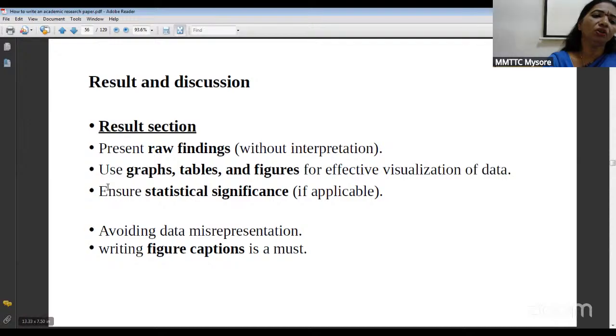Yeah. And also writing captions is a must. Okay, so you should write your captions perfectly and the caption should be understandable by the audience.